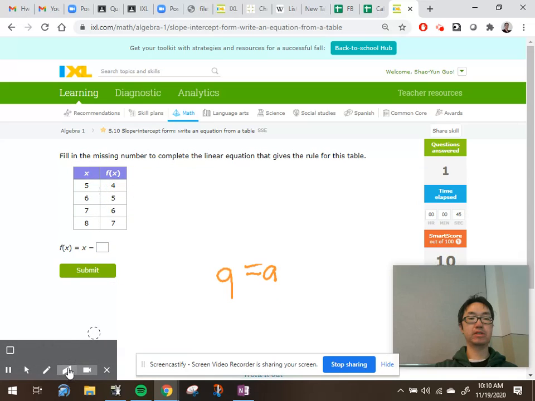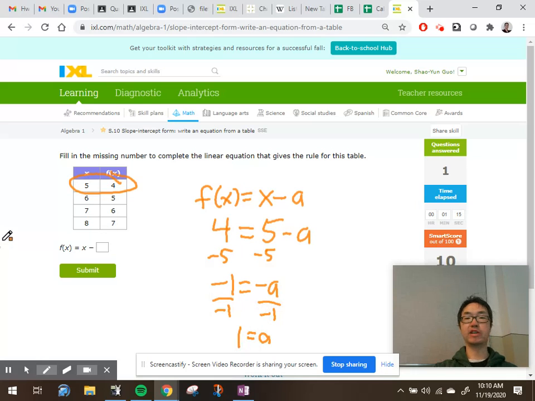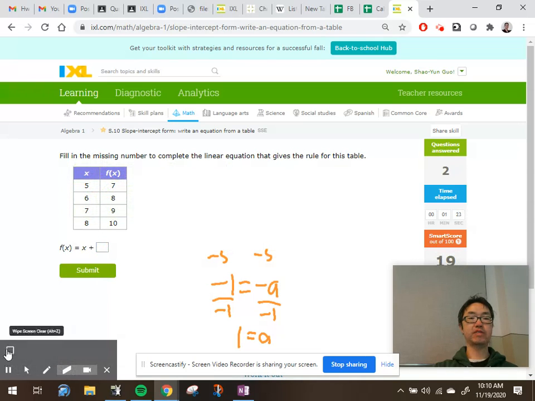Another problem like this. F of x equals x minus blank. I'm going to call it a here. I'm just using the first. I'm using this. 4 equals 5 minus a. Subtract 5 from both sides. Negative 1 equals negative a. Divide both sides by negative 1. A equals 1. I mean, you could have known that already. 5 minus 1 is 4, but I'm showing all the work to doing that. So hopefully that gives you an idea of how to do it.